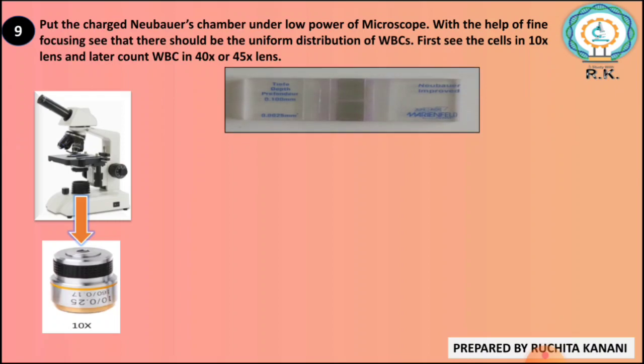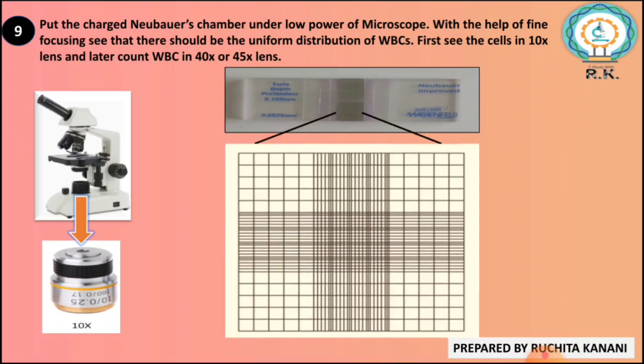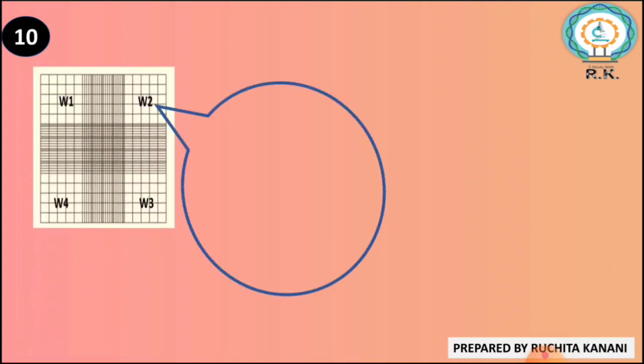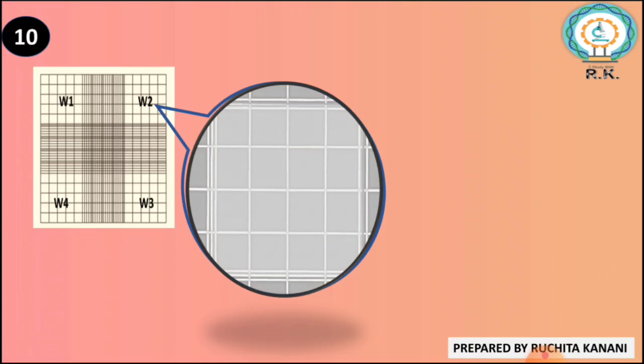Focus the ruling using the 10x objective lens. Then count the WBC in 4 large corner squares like W1, W2, W3 and W4. Later count WBC in 40x or 45x. Here you can see that there are 16 small squares in each large corner square. So the total small squares is 64.